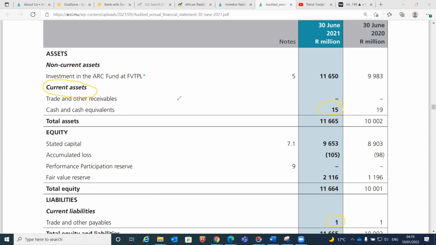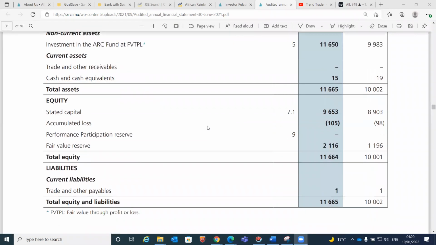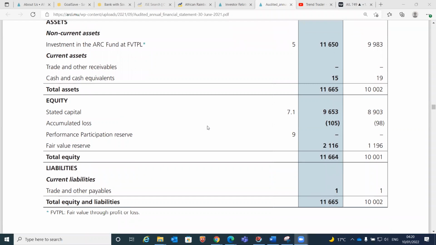So if we want to determine the net working capital, we need to subtract the current liabilities from the current assets. And this gives us a positive figure of 14 million. It means that the business is liquid. If they wanted to settle their current liabilities within 12 months, they can easily settle them because they have a positive net working capital of 14 million, which I find very interesting because now I wonder what kind of current liabilities they have that are only 1 million rand.